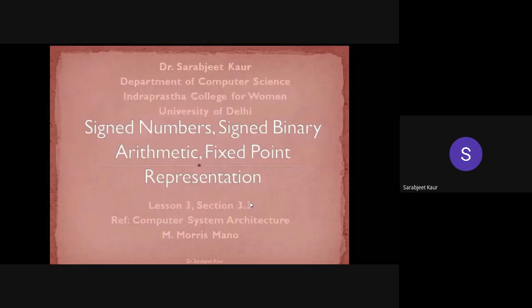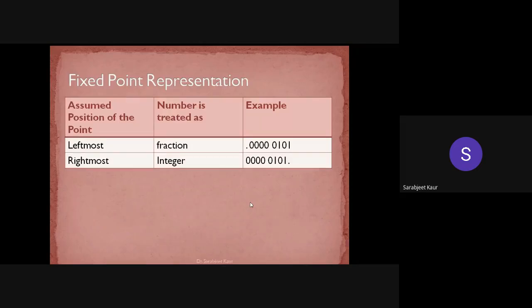So we are going to be talking next about, in today's class, we'll start this and maybe follow up in the next class, the signed numbers, signed binary arithmetic, fixed point, and floating point representation. Okay. So first of all, what is fixed point representation?